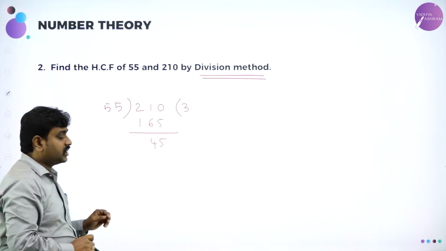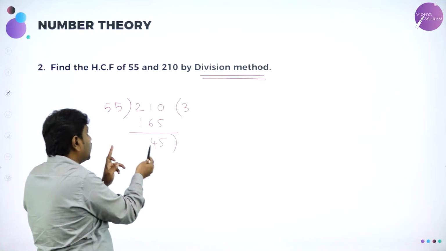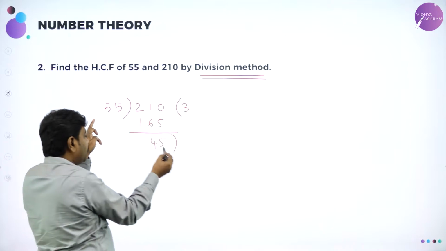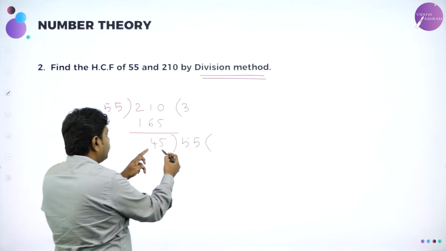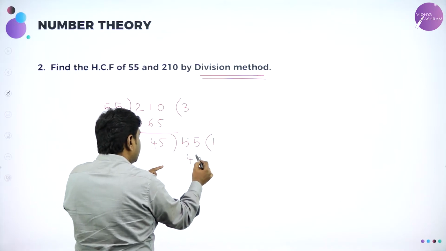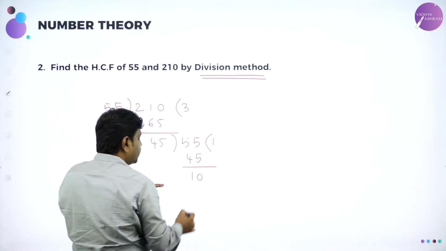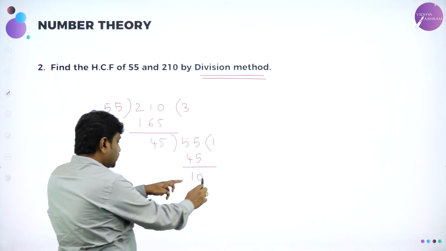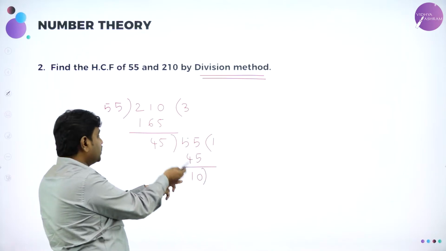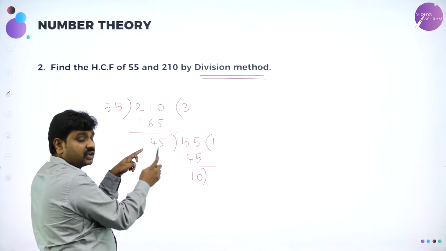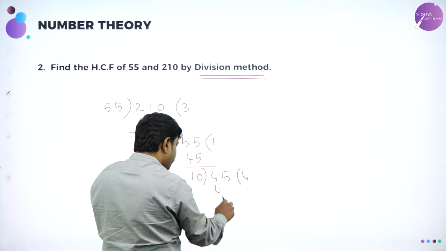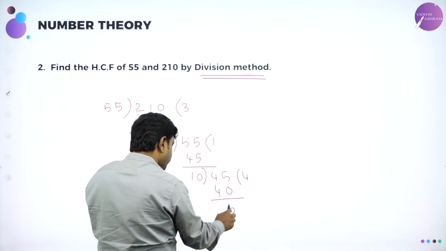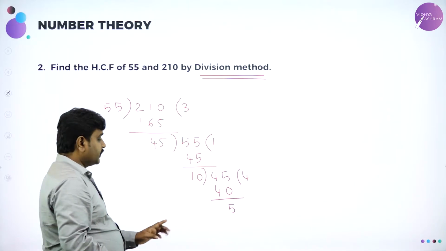So I got a remainder. Again with this remainder, divide the above divisor. What is the above divisor? 55. Continue the process. Now 45 1s are 45. What is the remainder? 10 is the remainder. Now with this remainder, divide the above divisor. What is the above divisor? 45. Or if you know, 10 4s are 40. What is the remainder? 5. You got remainder as 5.